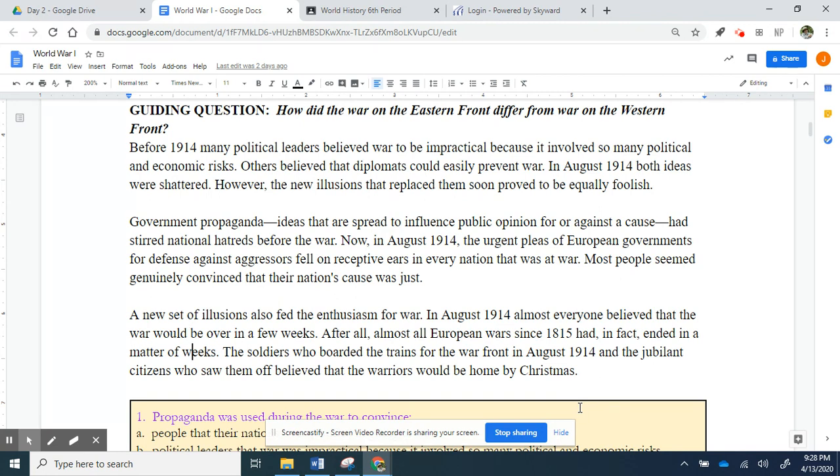In August 1914, almost everyone believed that war would be over in a few weeks. After all, almost all European wars since 1815 had in fact ended in a matter of weeks. Soldiers who boarded the trains for the war front in August 1914 and the jubilant citizens who saw them off believed that their warriors would be home by Christmas.